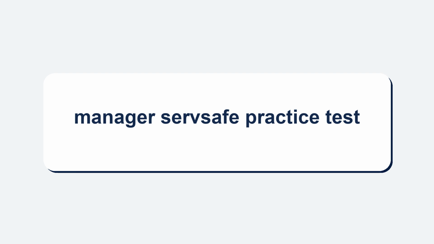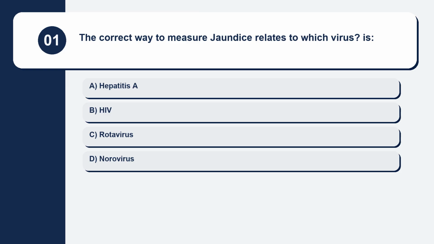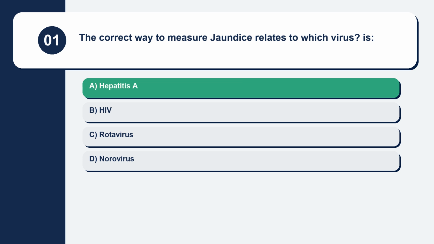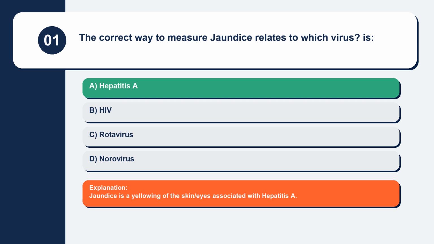Manager ServSafe Practice Test. Question 1. The correct way to measure jaundice relates to which virus? Is it hepatitis A, HIV, rotavirus, or norovirus? Jaundice is a yellowing of the skin/eyes associated with hepatitis A.